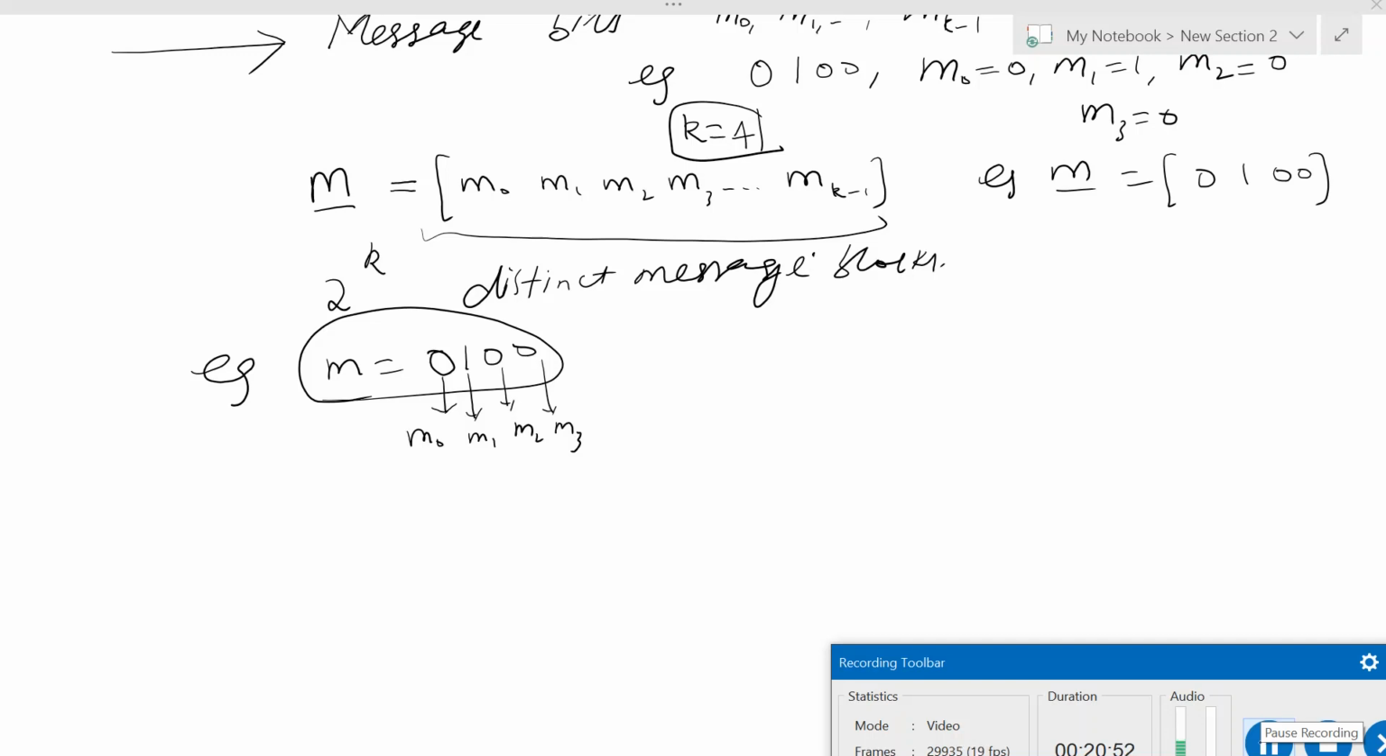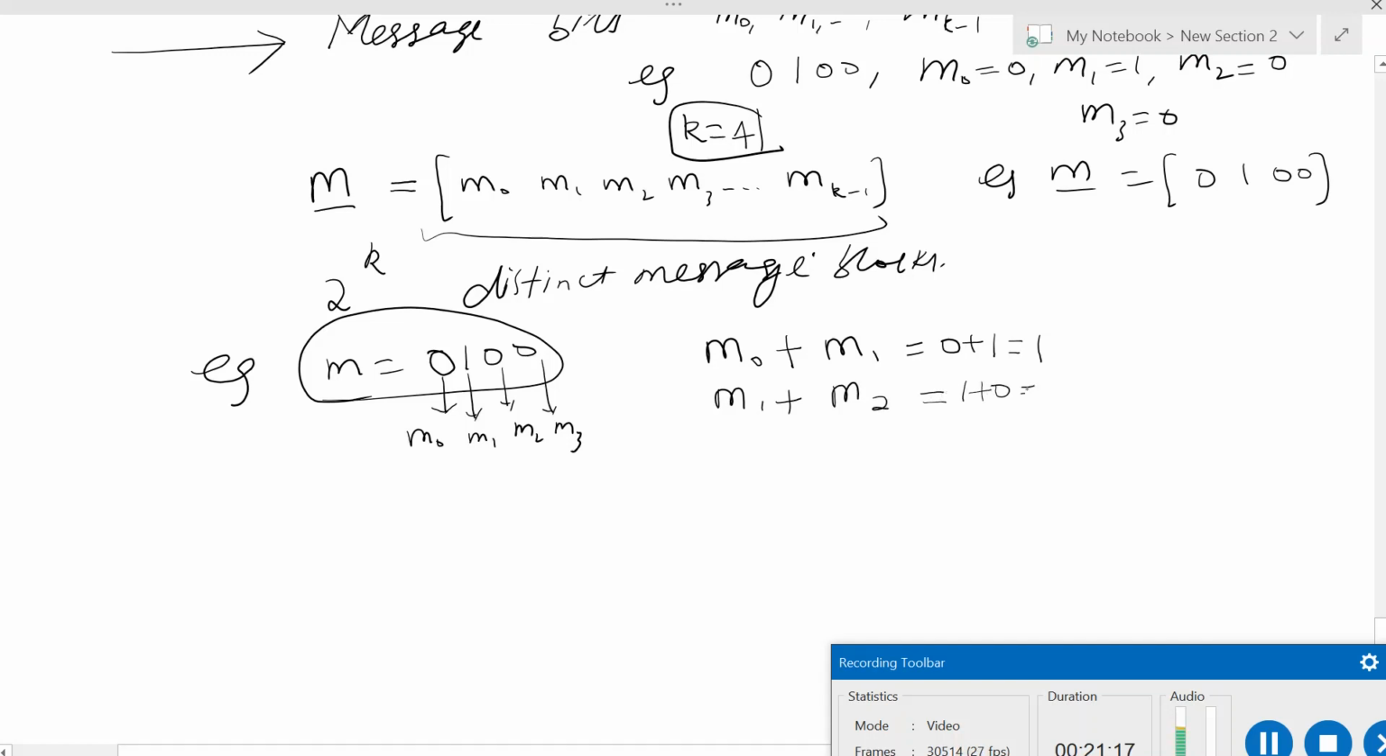Let me do one thing. Let me do m0 XOR with m1. What will be that? 0 plus 1, that is 1. Then I will do m1 with m2, that will also become 1 plus 0, that is also 1, and m2 with m3, that will become 0 plus 0, that will also become 0.